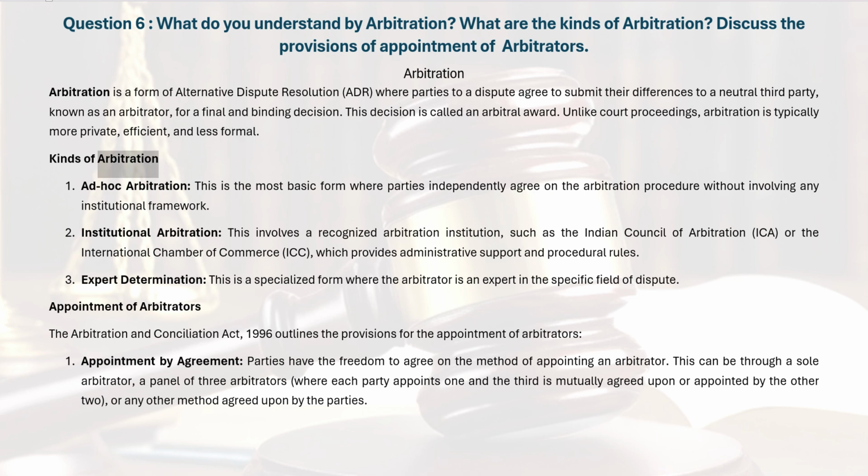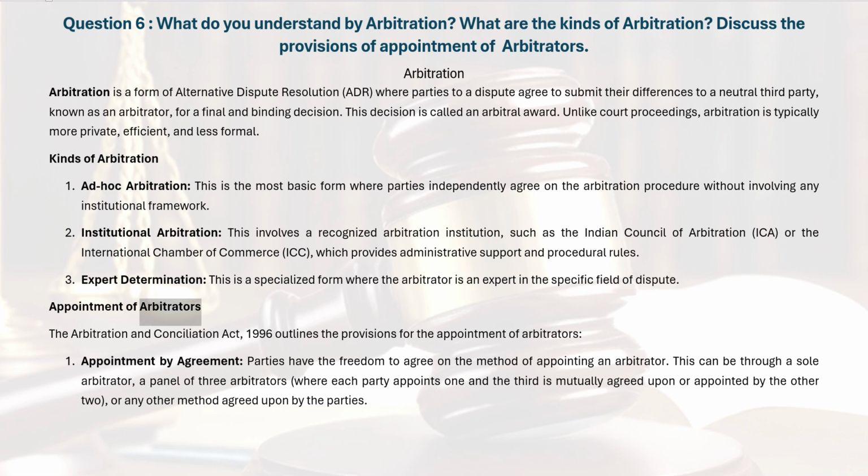Kinds of arbitration. Ad hoc arbitration. This is the most basic form where parties independently agree on the arbitration procedure without involving any institutional framework. Institutional arbitration. This involves a recognized arbitration institution, such as the Indian Council of Arbitration, ICA, or the International Chamber of Commerce, ICC, which provides administrative support and procedural rules. Expert determination. This is a specialized form where the arbitrator is an expert in the specific field of dispute.